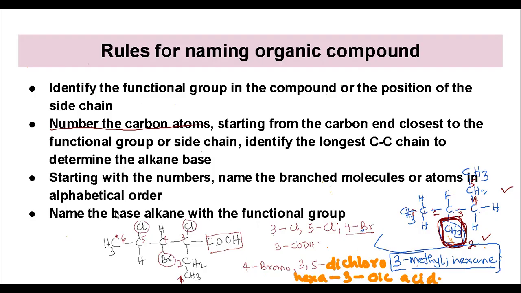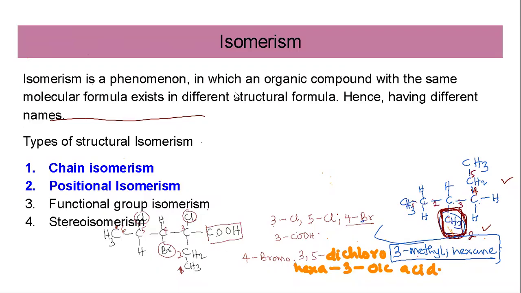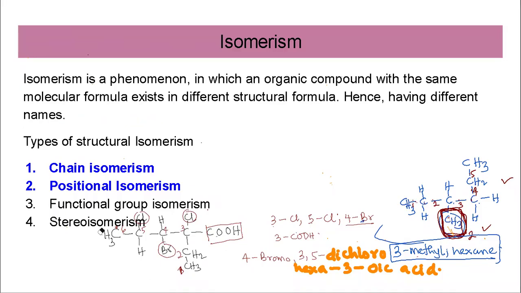So you can try to practice as many as possible. Try to name as many organic compounds as possible. Just follow the same set of rules I've shown you there. Okay, so the next thing I want to talk about now is isomerism, and then I'll focus on what is required for paper one. That is unit one of your syllabus.